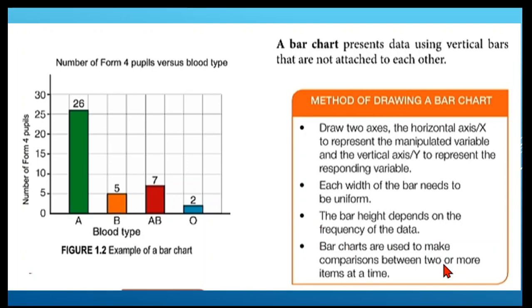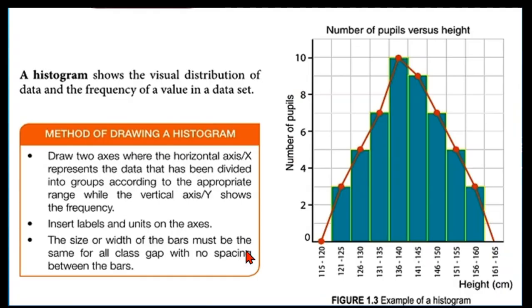Selalunya bar chart ini digunakan untuk comparison between two or more items. For example, here in figure 1.2, blood type. We have blood type A, blood type B, blood type AB, blood type O. Blood type A, how many students? 26. Blood type B, 5 students. AB 7 and O is 2. So we want to compare the items here, the items here are the blood types. Sesuai untuk perbandingan.